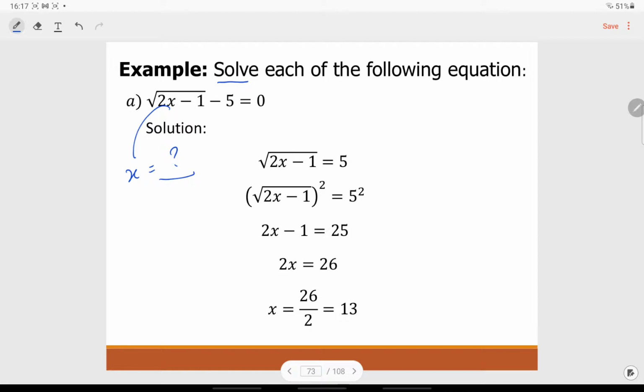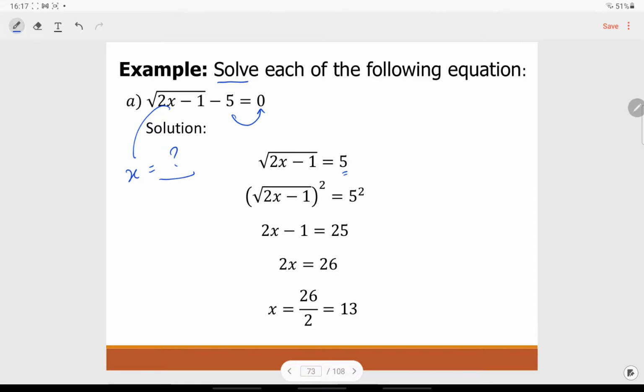Okay, so we are given the square root of 2x minus 1, minus 5, where 5 is outside the radical, equal to 0. So now how to solve this problem? We take 5 to the other side, so we have this expression.